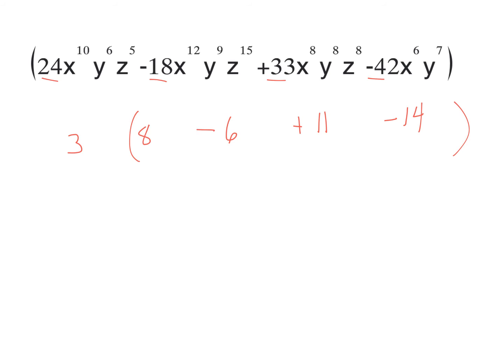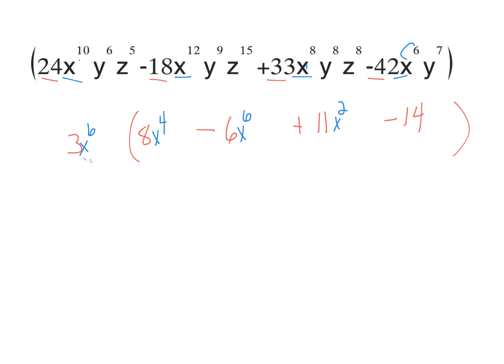All right. Now, let's go to the x's. Between x to the 10th, x to the 12th, x to the 8th, or x to the 6th, how many x's can I take out? Well, the smallest one I got is 6. So x to the 6th. 10 x's in, I take 6 x's out, 4 x's are left. 12 x's in, I take 6 x's out, so 6 x's left. 8 x's in, I take 6 x's out, I've got 2 x's left. 6 x's in, 6 x's out, nothing left there.